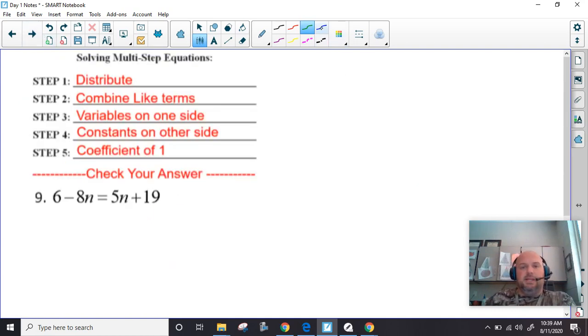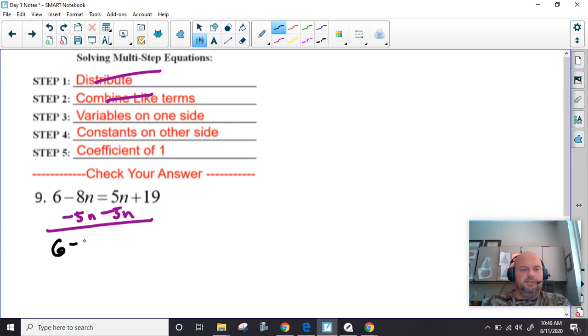And our last one, let's do purple. Do we have to distribute? No. Combine like terms? Both sides, different terms. No. Variables on one side. Let's go ahead and move them to the left. There's a reason why I want you to move them to the left, and come tomorrow, it will make sense.